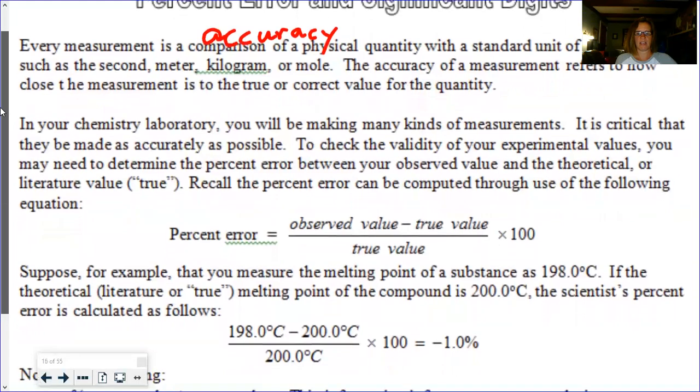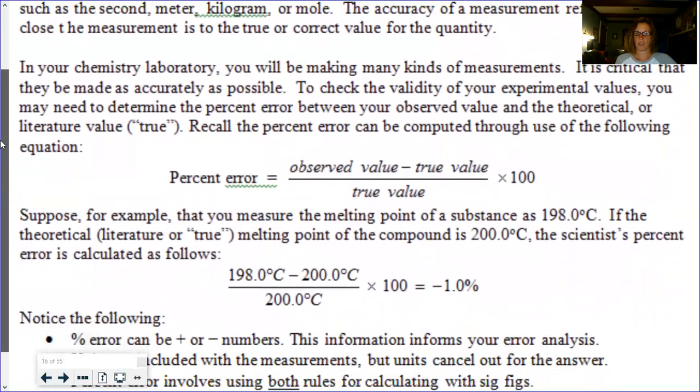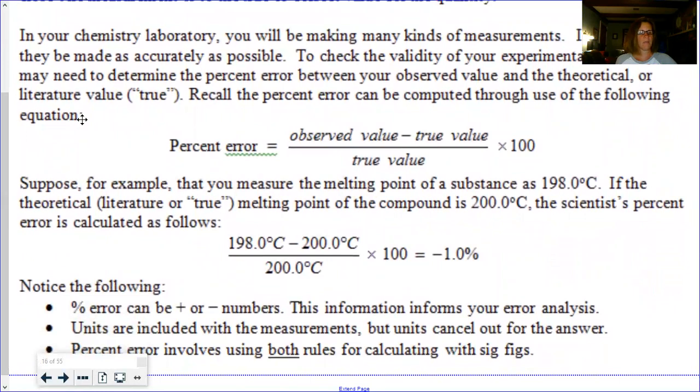In the lab, we're going to make lots of measurements, and you already have started to do this in your measurement lab. We want to make our measurements as accurately as possible. Sometimes if we end up with an experimental value, we want to know how close we are to what the true or literature value is. What did we expect to get, and what did we get for an answer? So we have a formula for calculating that, called the percent error formula, and it's given here in words. The percent error is equal to the observed value. What did you see in the lab?